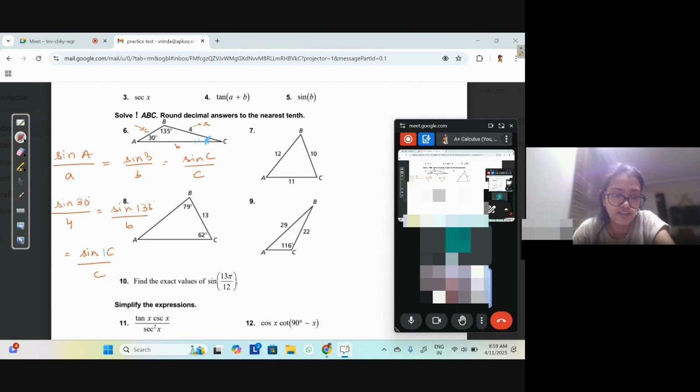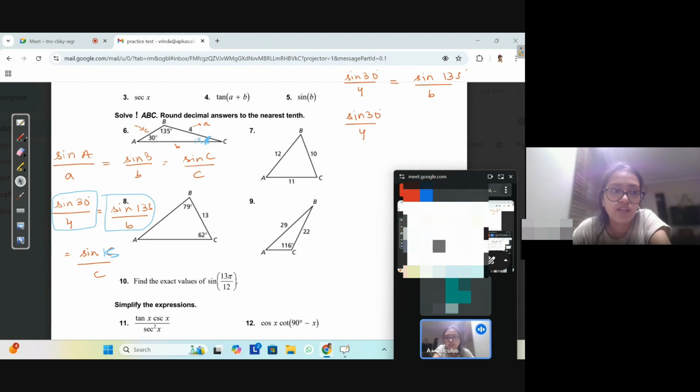So here we can write 15. Okay, now you have found out all the angles. Now you just have to find out side C and side B. So what you will do, you will take this ratio, and to find out small b, you will take this ratio. Okay, so take these two ratios. Sine of 30 degrees over 4 is equal to sine of 135 degrees over small b. Okay, and to find out the value of C, you can use sine of 30 over 4 equals sine of 15 over C.